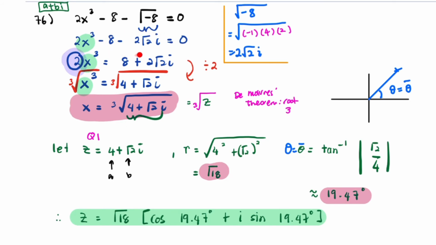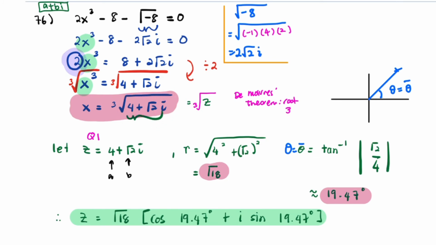So let's bring these two terms here to our right hand side. And then now we have 2 on our left hand side. Let's divide it down here. So you are left with x cubed equal to 4 plus root 2i. So we know that x cubed here, we need to get rid of this cube in order for us to find x. So we need to take cubic root on both sides. So let's cancel out 3 and 3. You're left with x. And then now, this is what we need to do. We need to find cubic root of 4 plus root 2i.